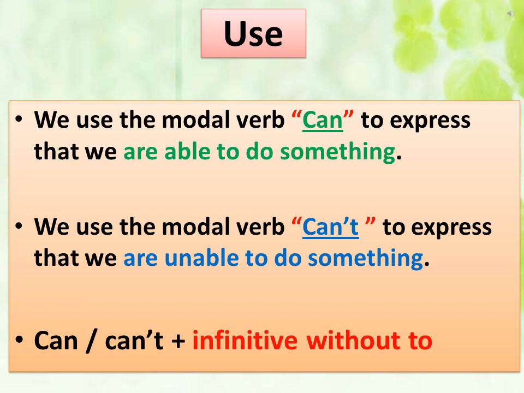And we use the modal verb can't to express that we are unable to do something. And look, can and can't, they are always followed by infinitive without to. Example, we say I can speak English. We can't say I can to speak English.